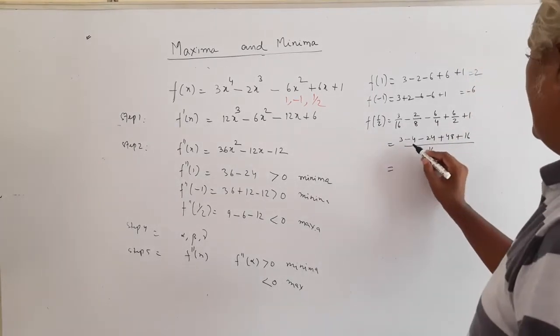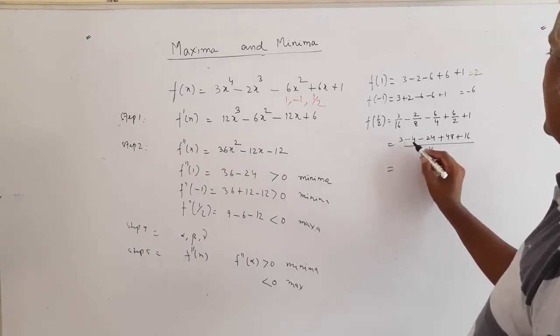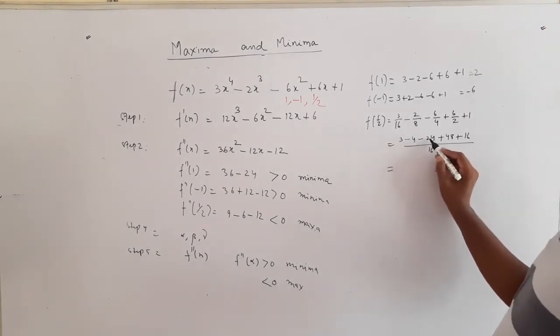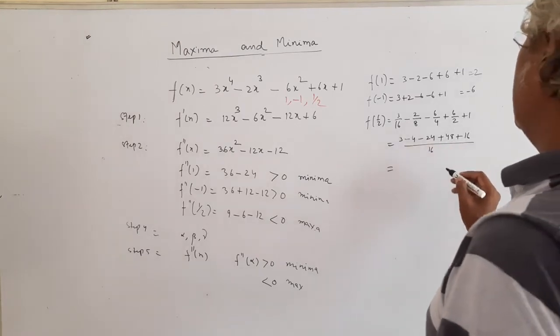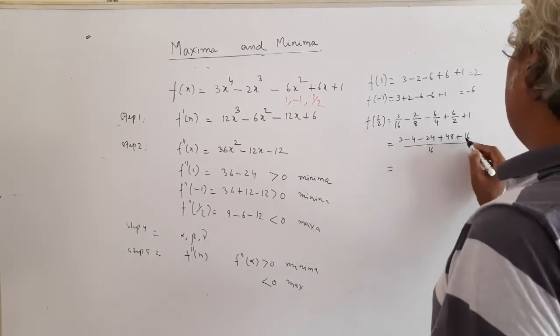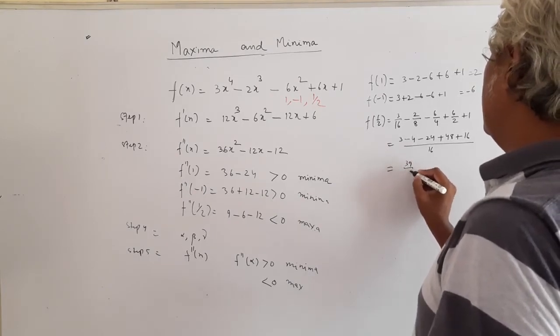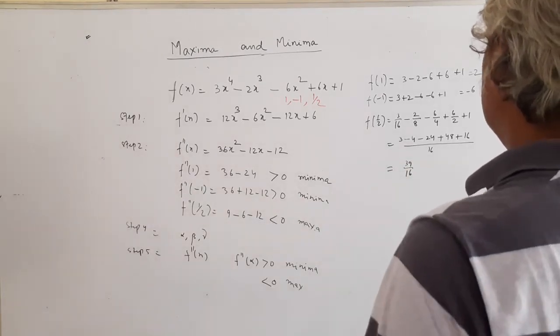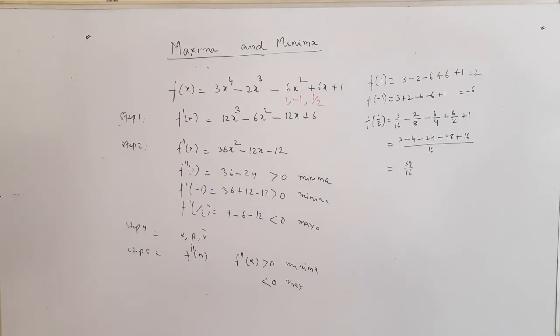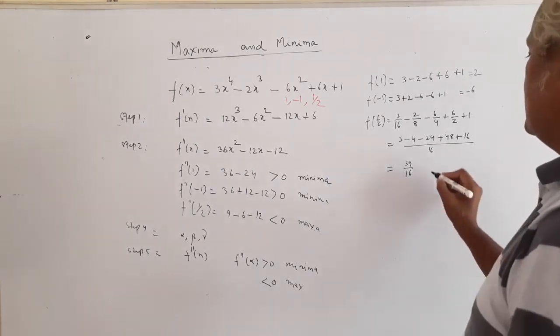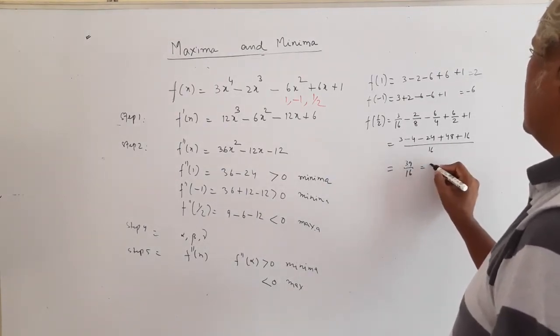So minus 24 and minus 4 is minus 28. Minus 28 plus 48 is plus 20. Plus 20 plus 16 is 36, plus 3 is 39. So 39 over 16 is your answer.